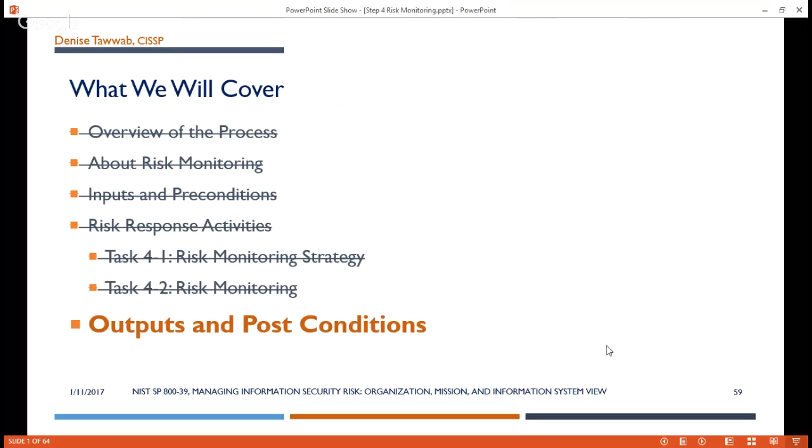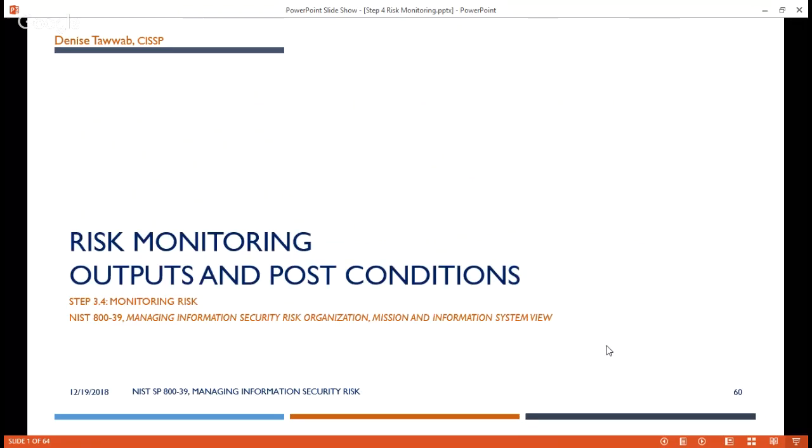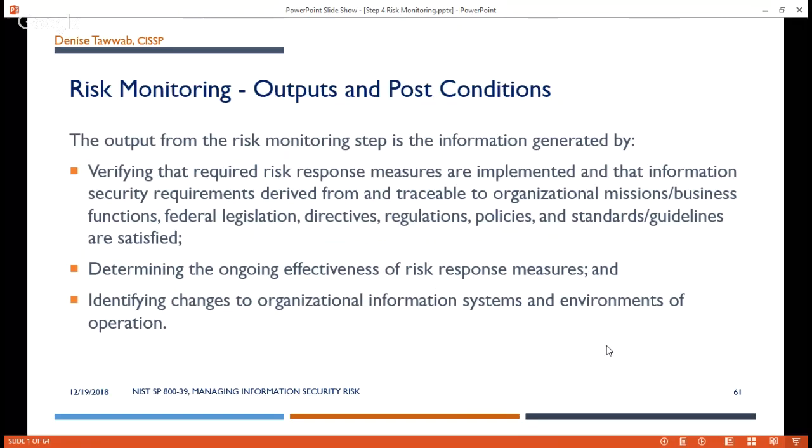All right. Those are your risk response, I mean, not your risk response, your risk monitoring activities. Now let's talk about outputs and post conditions. Risk monitoring outputs and post conditions. Thank you so much for hanging in there with me.